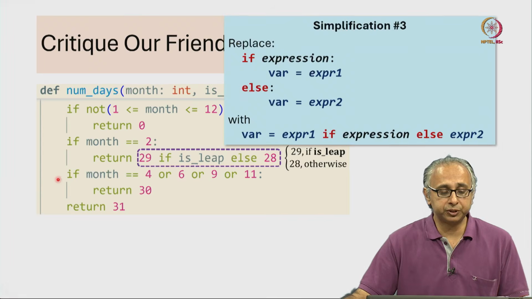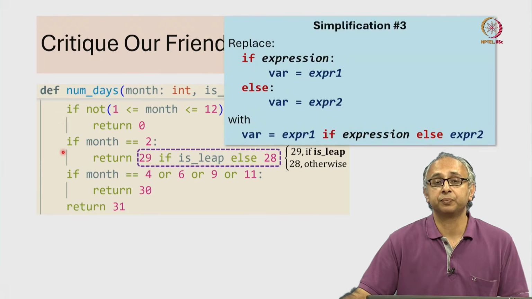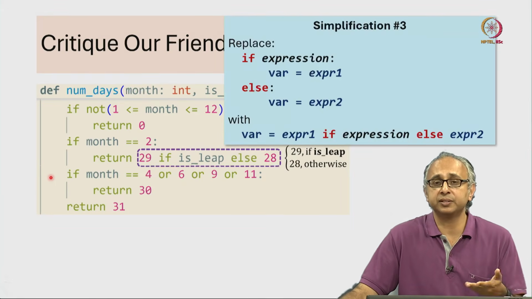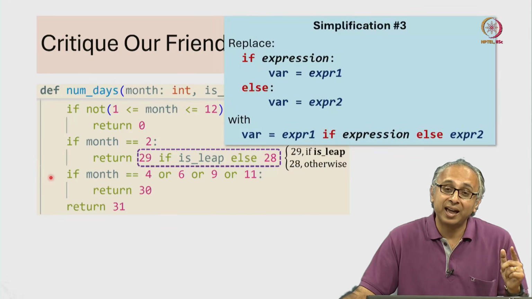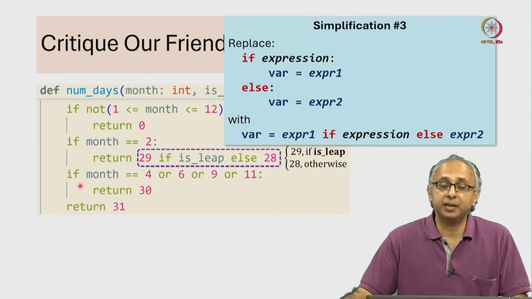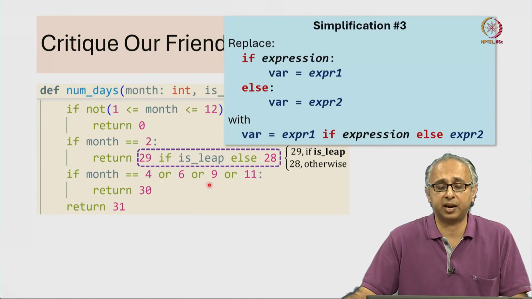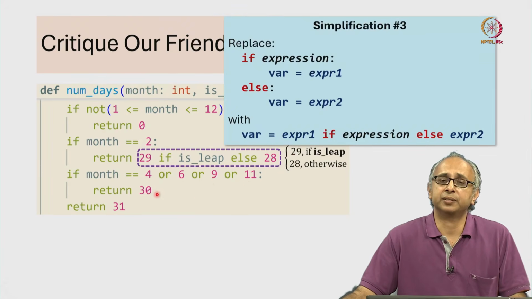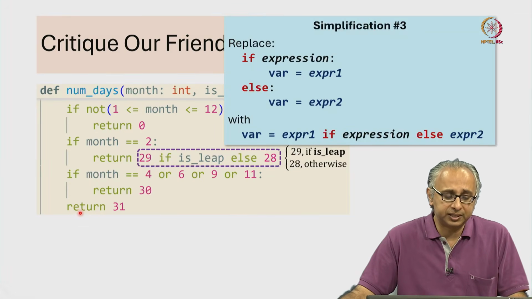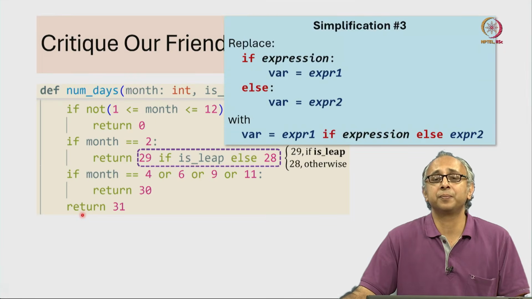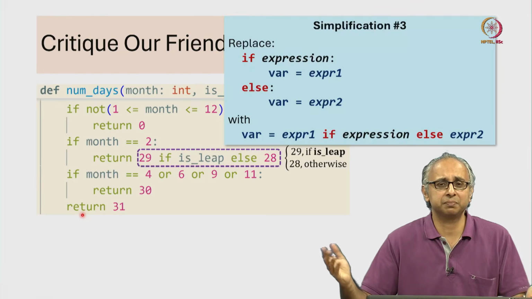So this handles both these special cases. We know that if we get here, then it must be in the usual case where the month is in the range 1 to 12 and it's not February. And here our friend seems to have done something fairly simple. If month is either 4, 6, 9 or 11, then that month has 30 days, and otherwise the only time we can get to this point is in a month that has 31 days. So what's wrong with this? It seems perfectly correct.